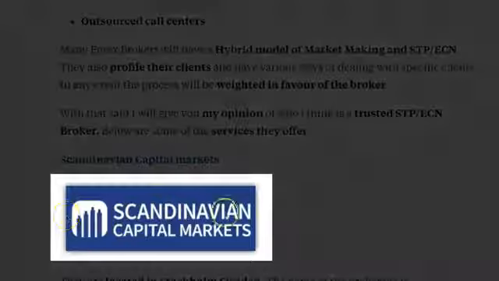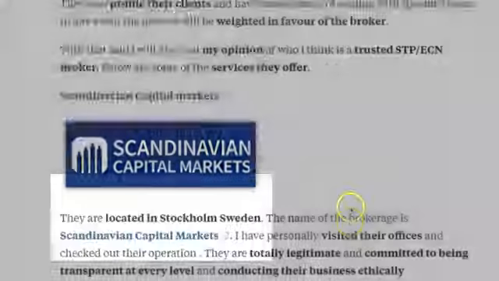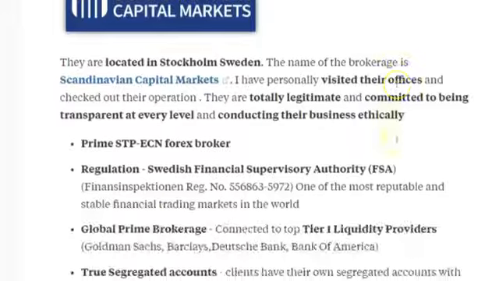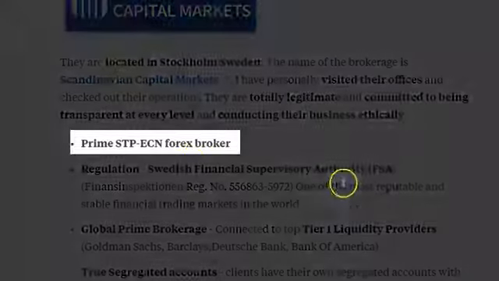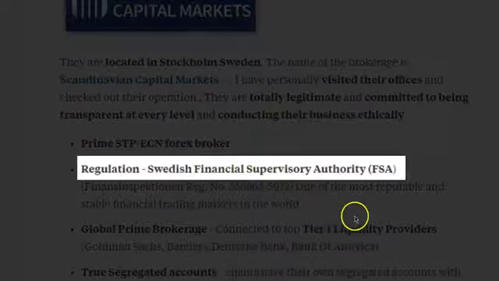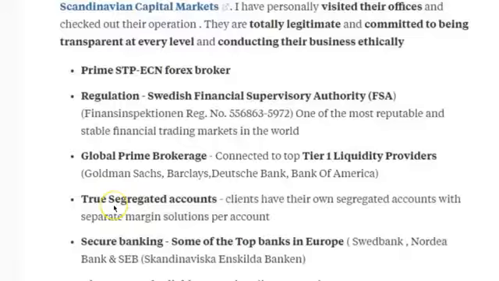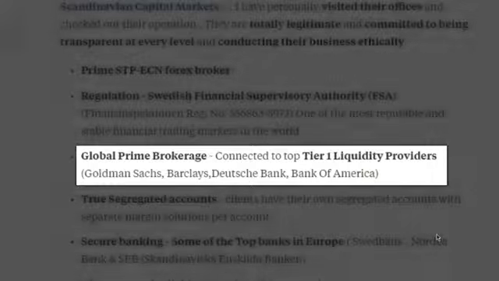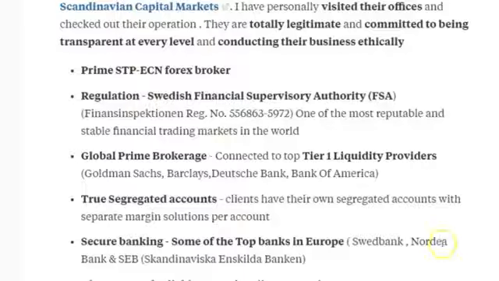The name of the company is called Scandinavian Capital Markets. As I said, they're located in Stockholm, Sweden. They're a prime STP broker. They have a solid regulation with the FSA, the Swedish Financial Supervisory Authority. There's their registration number. They're a global prime brokerage, so they deal with top tier one liquidity providers, and they get their liquidity from the likes of Goldman Sachs, Barclays, Deutsche Bank, Bank of America, all very reputable.